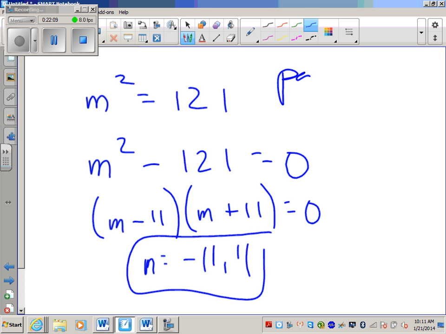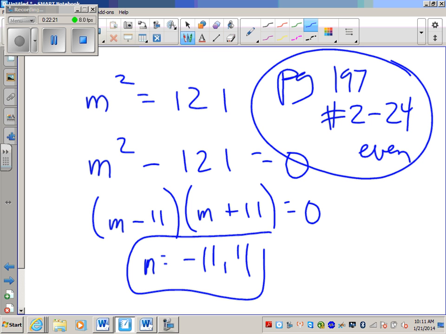All right, page 197. 2 through, what do we do, 26? 24. Even. If you see 3 terms, you're going to want to check first of all for what? Right, always check for GCF first. If it's 3 terms, you're checking for perfect square. 2 terms, you're checking for difference of squares.